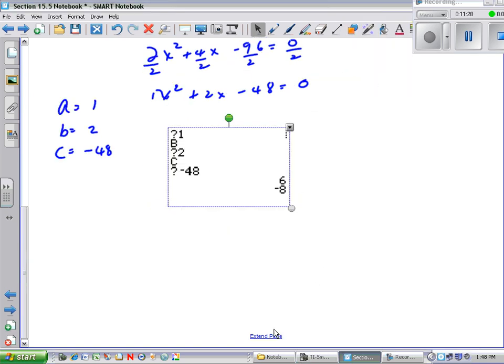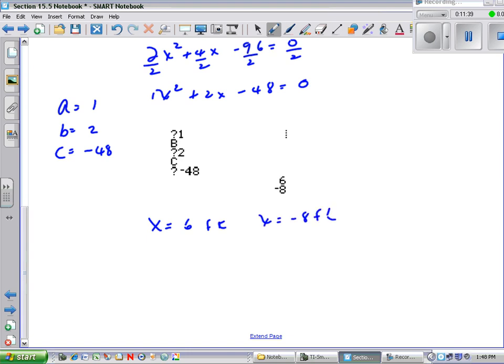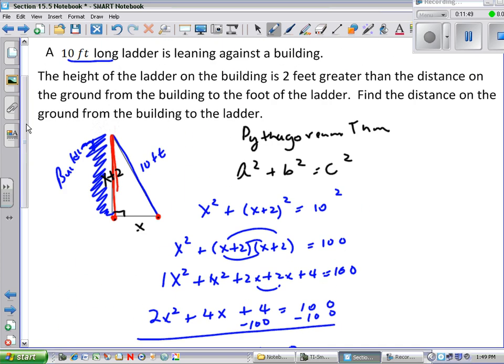Slide that down there where I can see it. X is equal to 6 and X is equal to negative 8. And that was feet. And X is equal to negative 8 feet. But we can't have distance be negative, so I'm going to cross this one out. And my X will be equal to 6 feet. Now let's make sure we've answered the question. Find the distance on the ground from the building to the ladder. X is 6. We have answered the question, but I want to check it and see if it comes out.